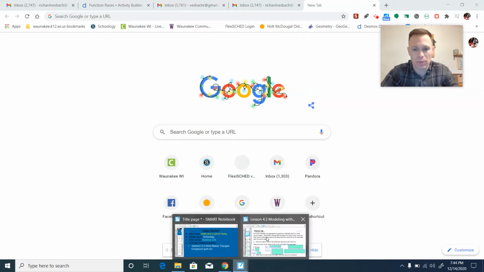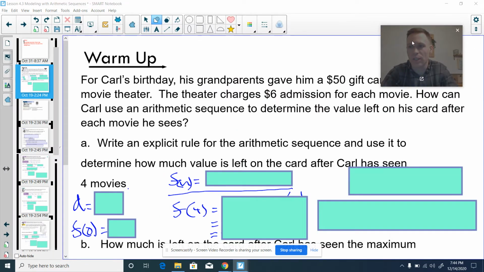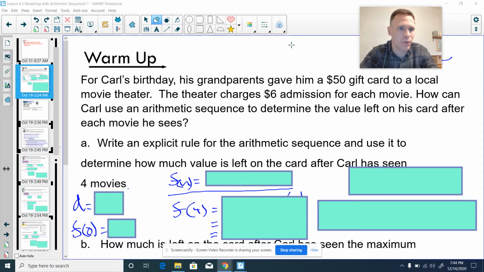All right, ladies and gentlemen, welcome to your video lesson today on lesson 4.3, modeling with arithmetic sequences. Today is all about exactly what that title is. We are going to be modeling real-world situations with our explicit rule that we learned last class. So without any further ado, let's get into the warm-up.